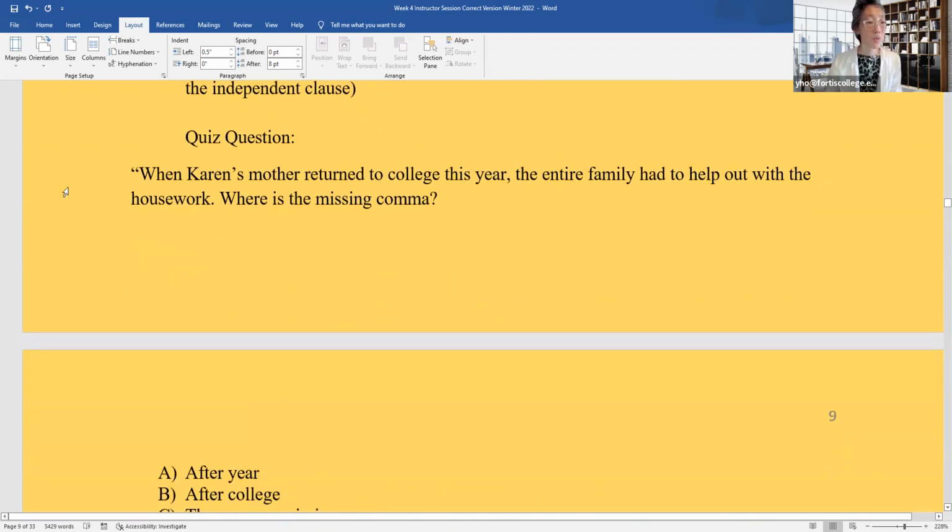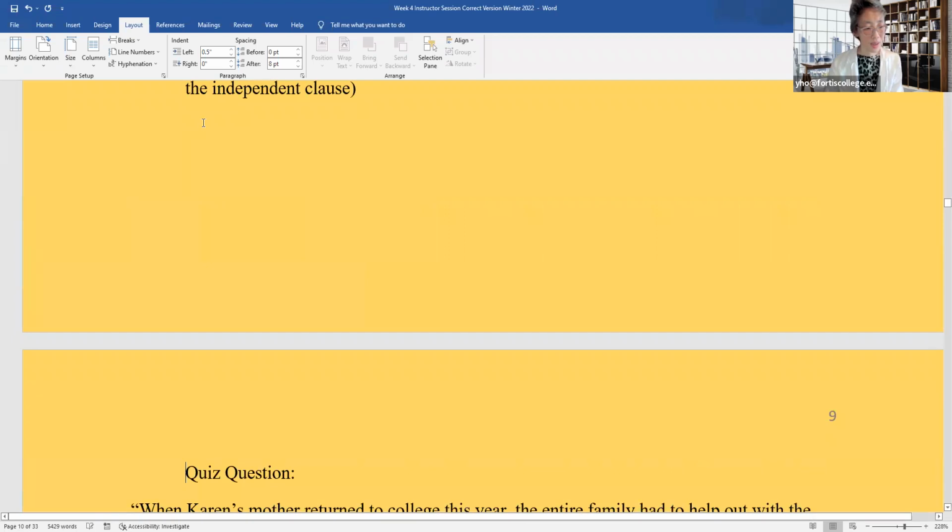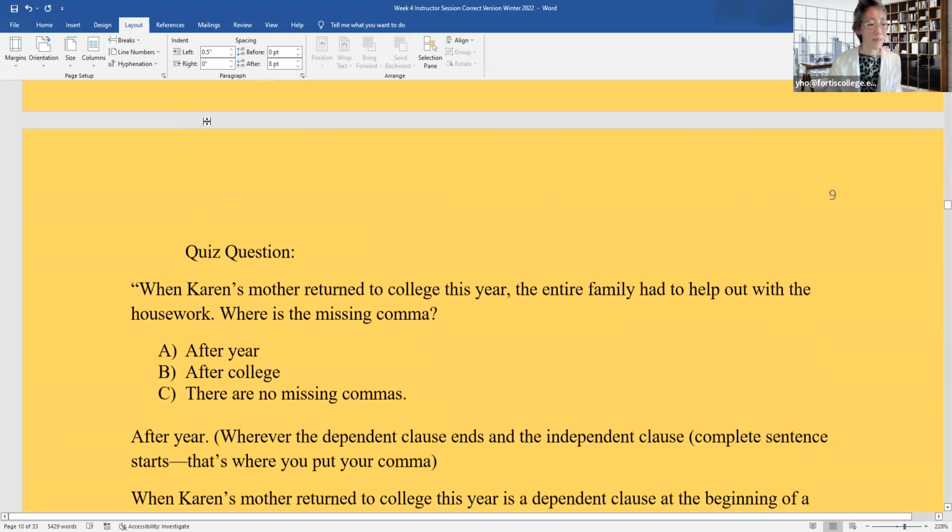Now here is your quiz question. I'm going to put all the quiz questions together. Yeah, there it is. When Karen's mother returned to college this year, the entire family had to help out with the housework. Where is the missing comma? There is no missing comma. I corrected this from the previous class. Okay, it's supposed to look like that.